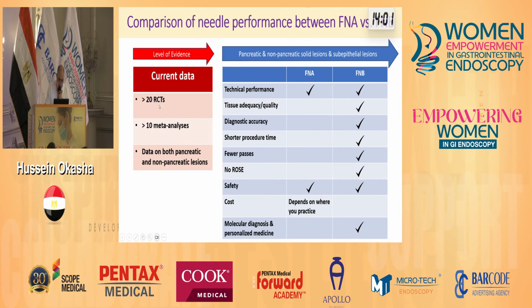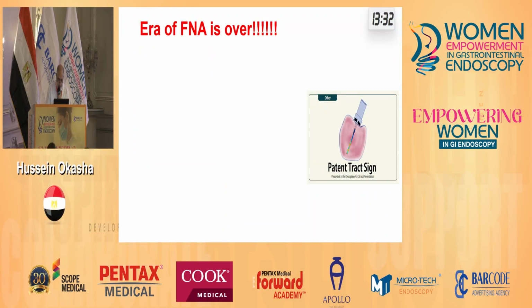More than 20 randomized controlled studies and more than 10 meta-analyses showed that FNB and FNA are equal regarding technical performance and safety, while FNB is better than FNA regarding tissue adequacy, diagnostic accuracy, and shorter procedure time due to fewer passes. The most important is to obtain enough tissue for molecular diagnosis and immune staining. So can we say that the era of FNA is over? We should admit that most of the centers now are using FNB most of the time.